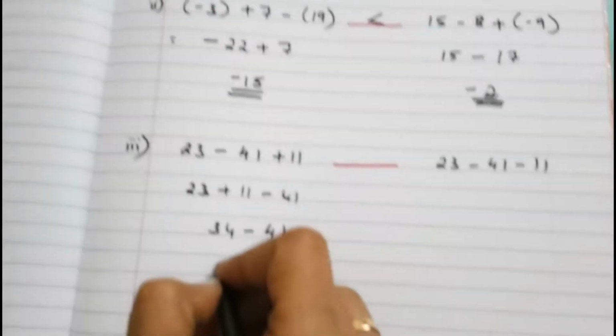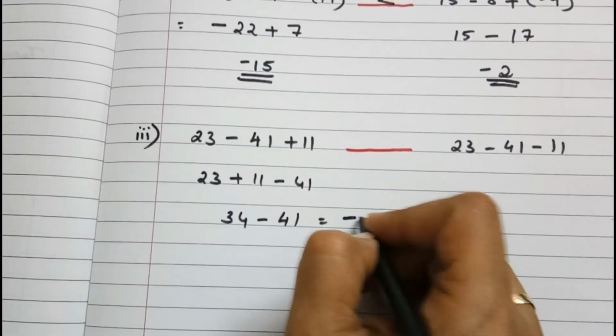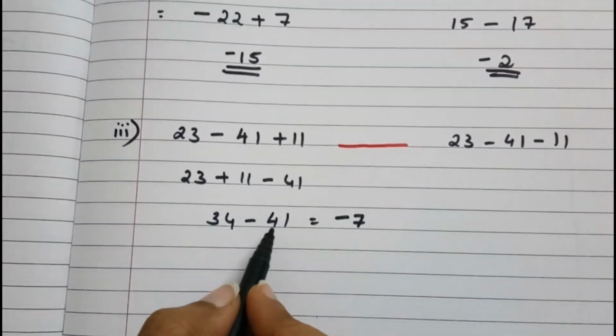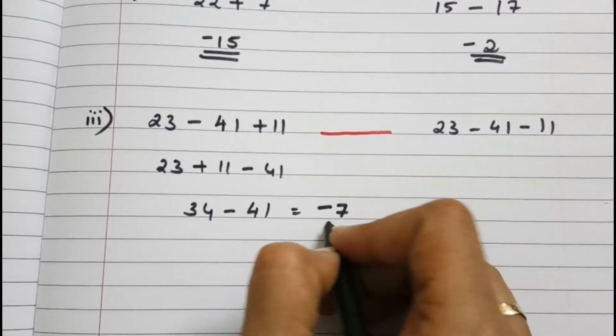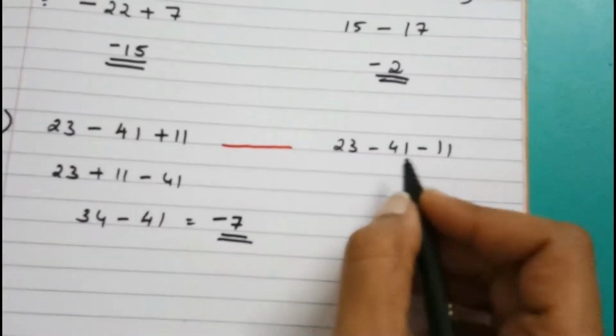What will be the answer here? Minus 7. Why minus 7? Because 41 is having a negative sign. That's why it's minus 7. Let's calculate this side.